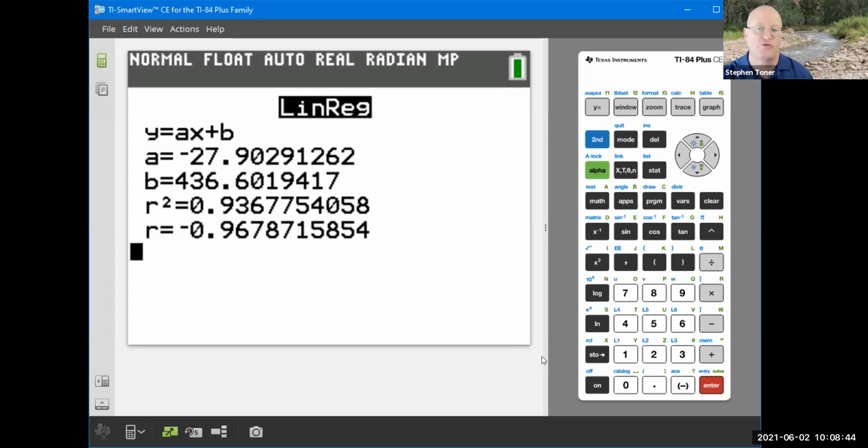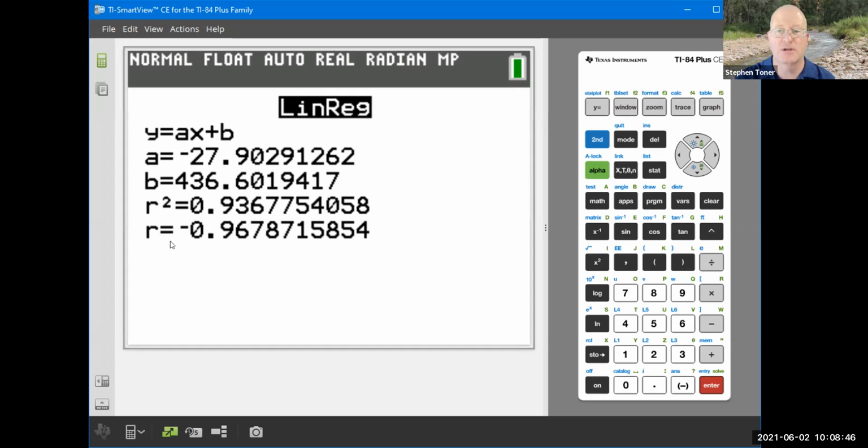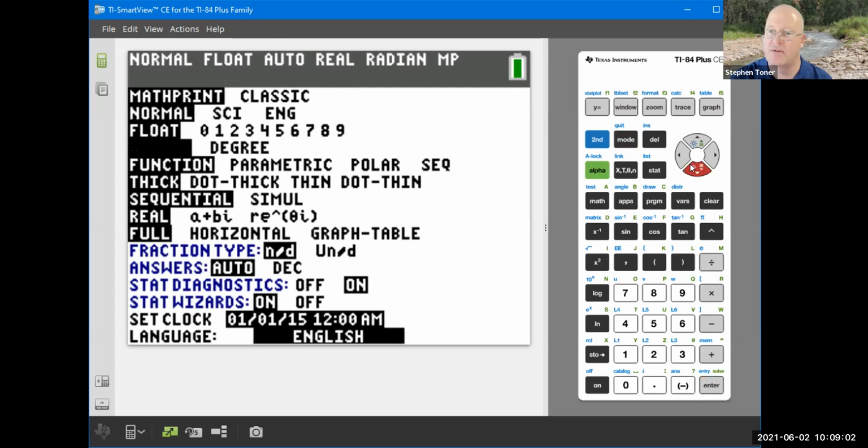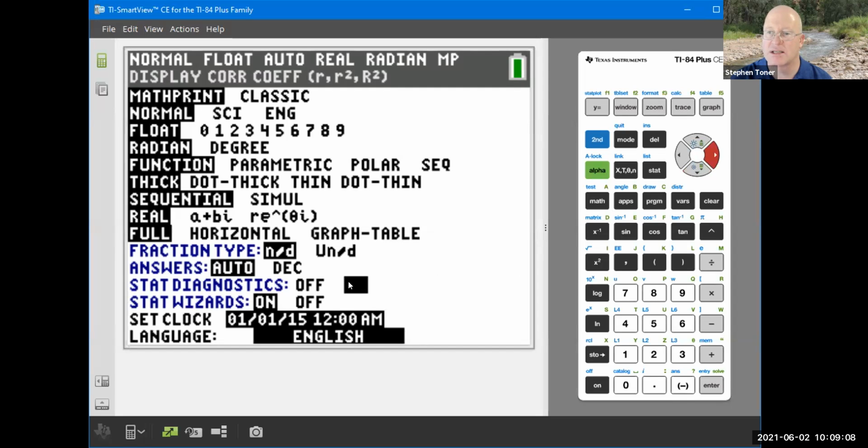Now, some of you are probably finding that you don't have r squared and r listed there. If that is the case, there are two ways to get those listed. And this is a one-time only calculation. You are going to hit the MODE button. And if you happen to have all these different choices here, you want to make sure that your stat diagnostics are turned on. Okay, and that's a one-time thing. Once it's on, you're good to go.